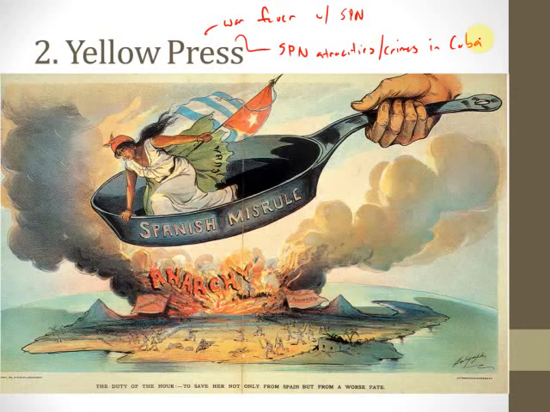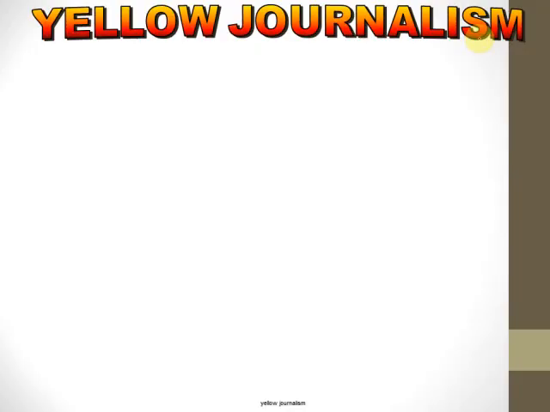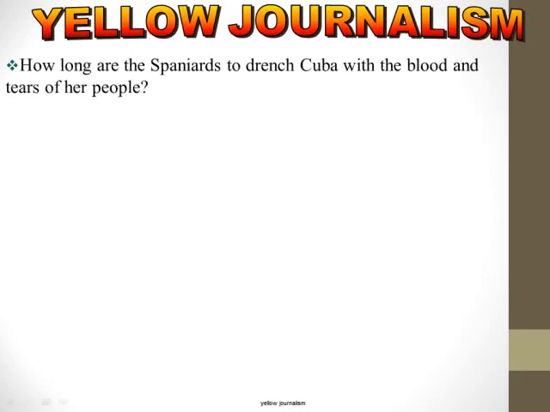But here's an example of yellow journalism, guys. I'm going to read you just an article from one of these newspapers. Here's how it read. Here's what is in one of the newspapers. And tell me how you feel at the end of this. How long are the Spaniards to drench Cuba with the blood and tears of her people?